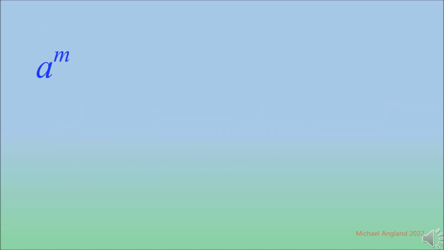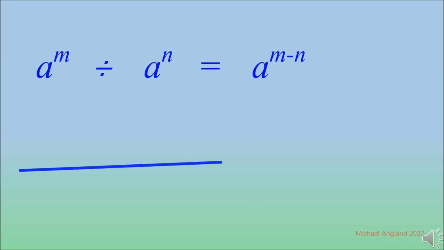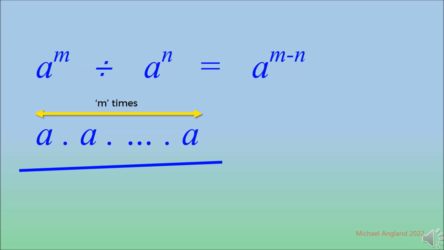A to the m divided by a to the n. What we could think of is a quotient. When we divide something by something else, we have a quotient. So we have a numerator and a denominator. The numerator is the first expression, a to the m. That's a multiplied by itself m times. The denominator is the second expression, a to the n. That's a multiplied by itself n times.